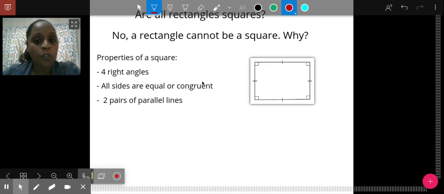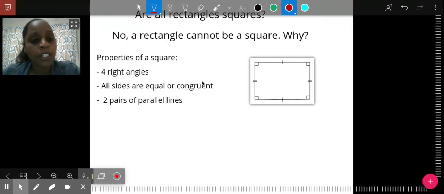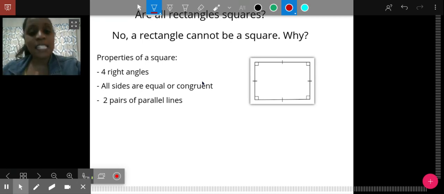Are all rectangles squares? Are all rectangles squares? No, a rectangle cannot be a square. But you probably might be saying, wait, but Miss Grant, you said a square can be a rectangle. Hold up, you're confusing me. I know, it's confusing. But let's think about what is a rectangle and what you have to be in order to be a square.